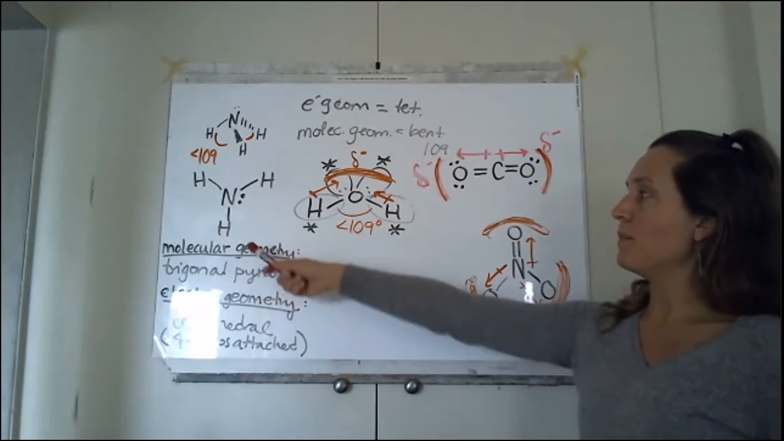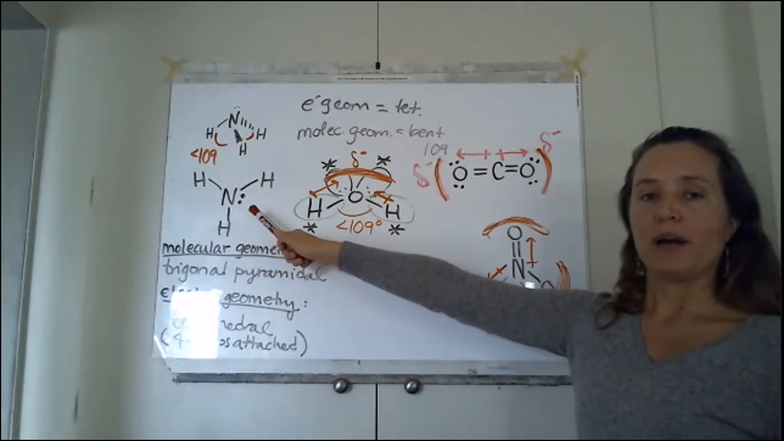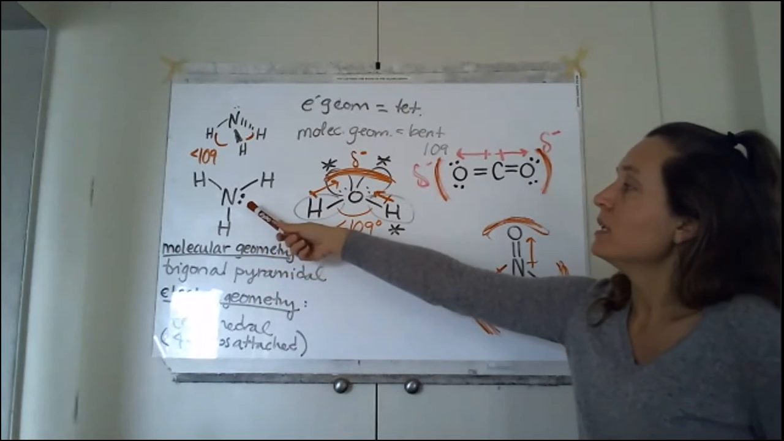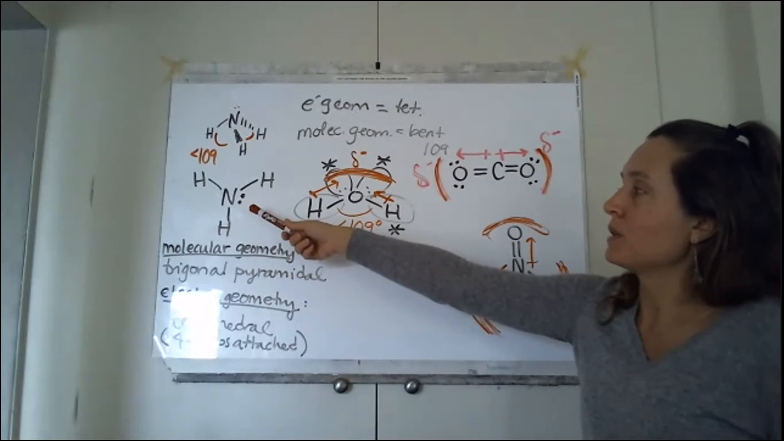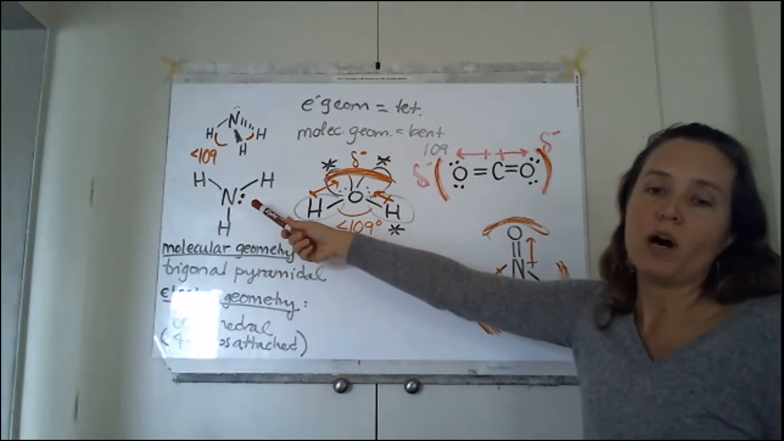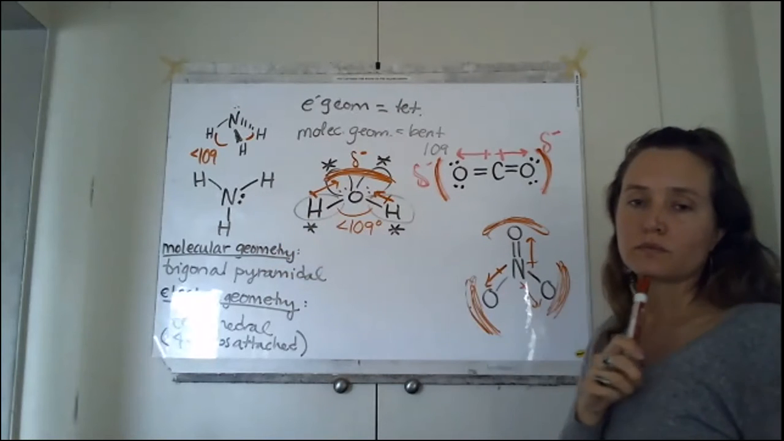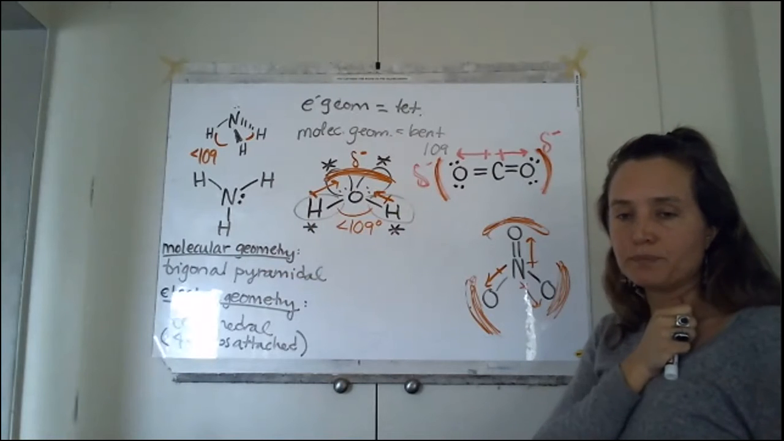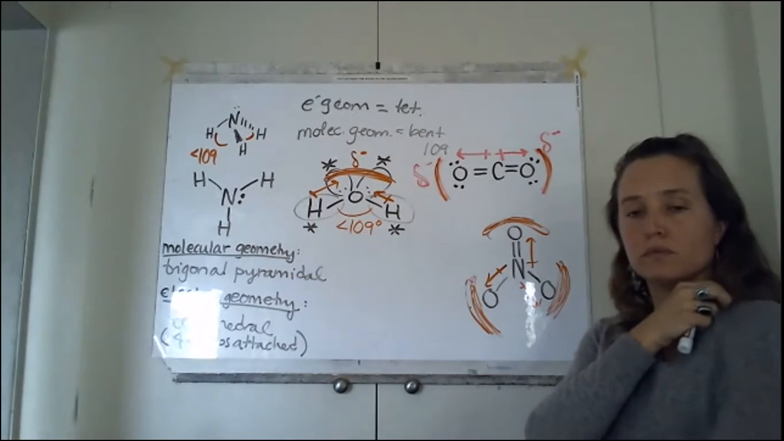What about ammonia? Everybody, can you tell me if you want to participate if ammonia has polar bonds? Does ammonia have polar bonds? Ammonia is NH3. You can chat. I think it is polar.